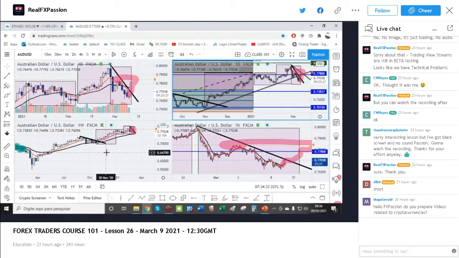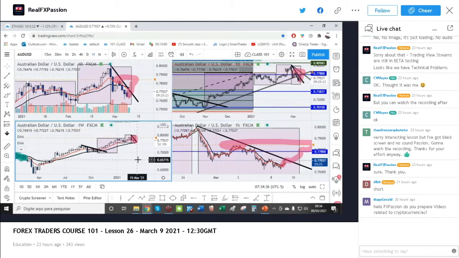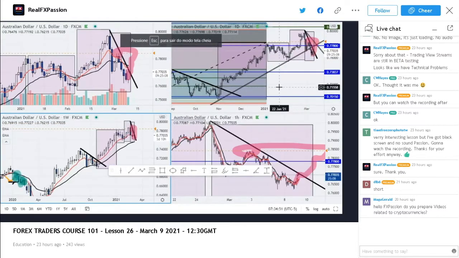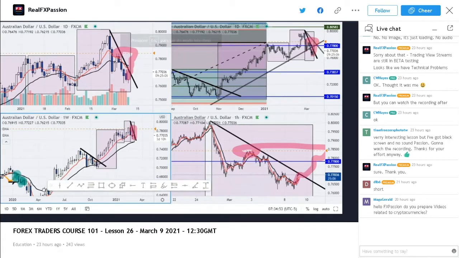And today's lesson is 26, not 16. How to use the stop loss and take profit in support, resistance, and pivot point. And we're going to do this with AUD USD, everybody.